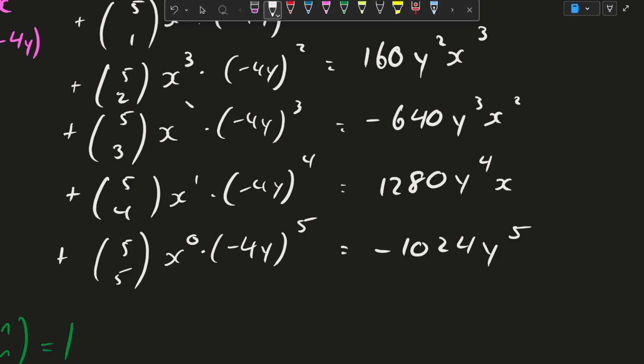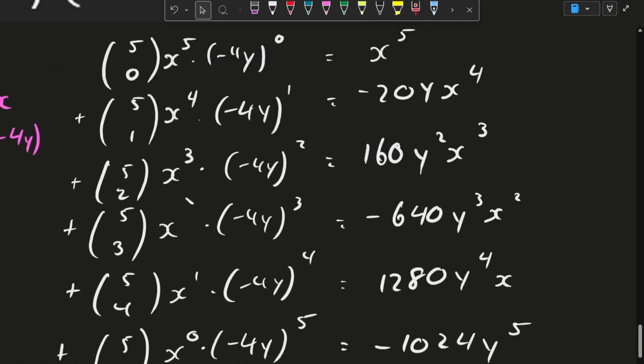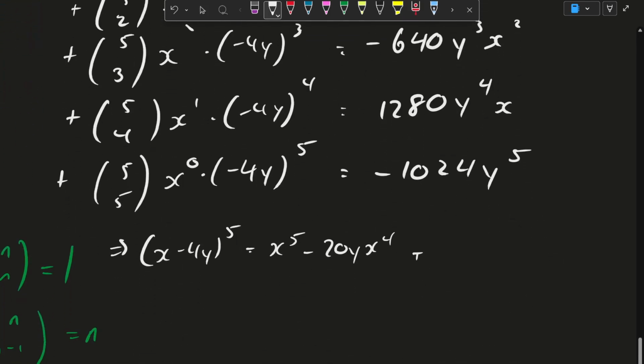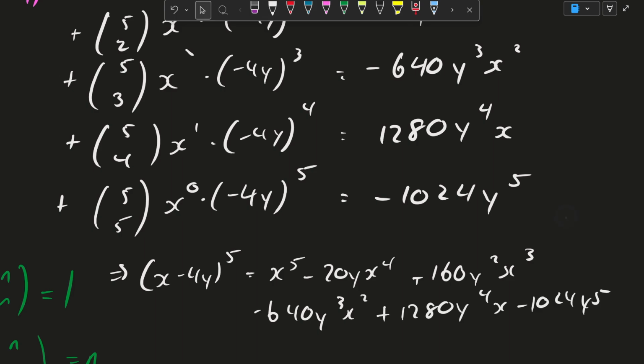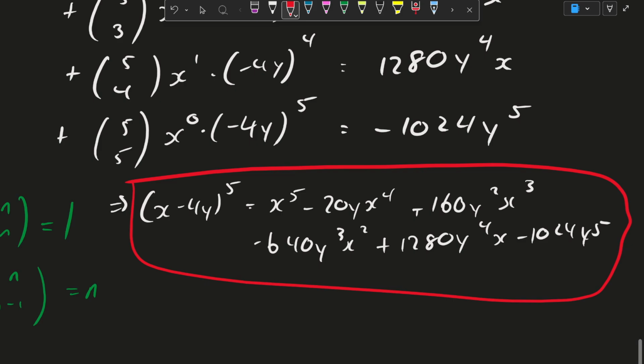So all we have to do is just write down our final answer. So x take away 4y to the 5 is x to the 5 minus 20y x to the 4 plus 160y squared x cubed. Take away 640y cubed x squared plus 1280y to the 4 x. Take away 1024 y to the 5. So that's that bracket fully expanded. Now I probably did make some mistakes, so do let me know if I've made some silly errors in the comments.